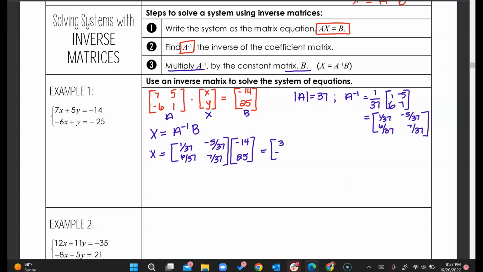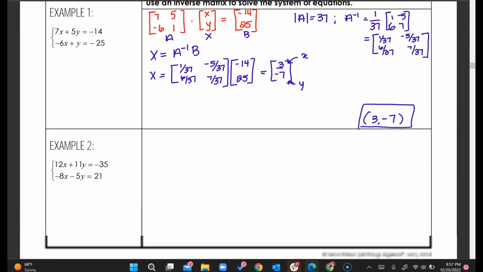After we do this multiplication, we should get 3, -7. And so this tells us that the top value is going to be our x, the bottom value is going to be our y value. So therefore, we get the answer 3, -7. And that's how we do it. Let's take a look at another example together.